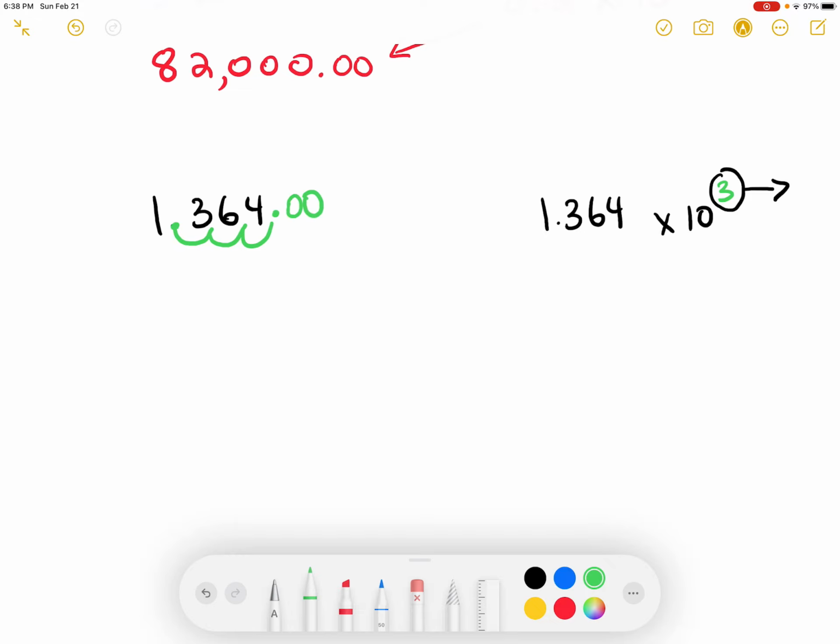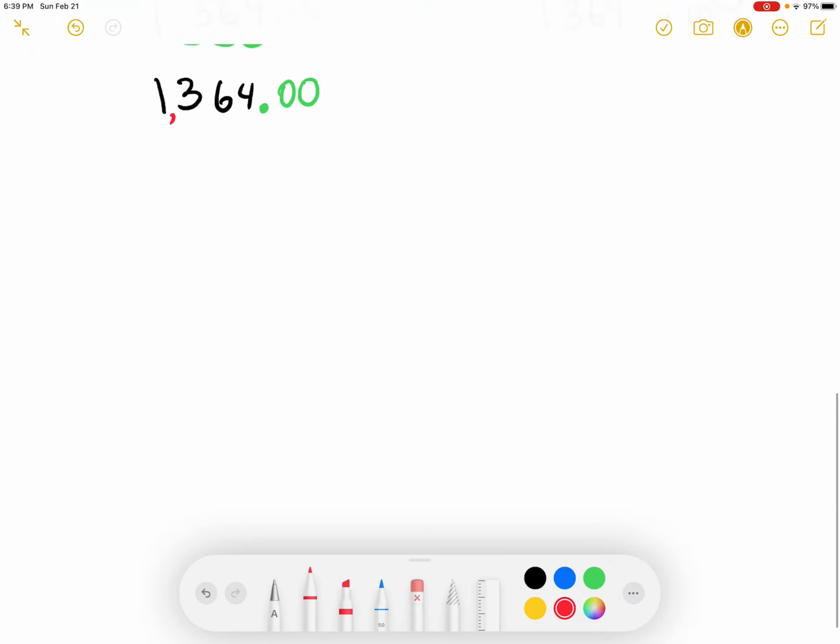What's my new number? Add the zeros back here. It's going to be 1364 decimal 00. So my new number is 1,364. That's what 1.364 times 10 to the third is. Let's try one more.